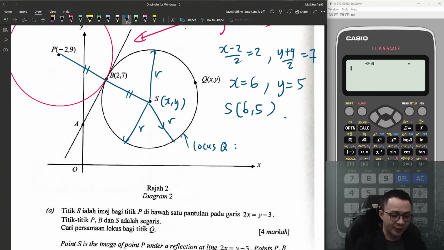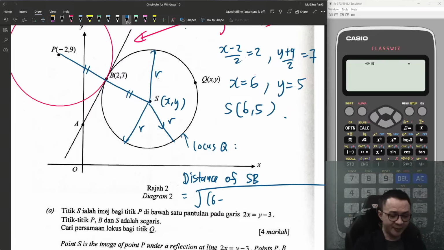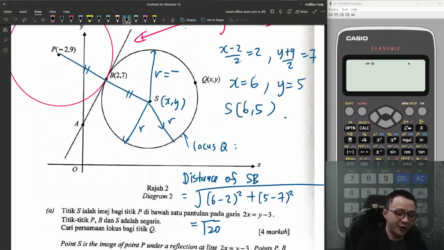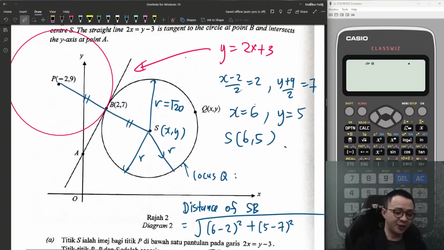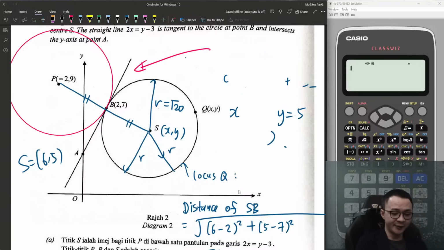So I want to find the length of SB first. Distance of SB equals the square root of (6 - 2)² + (5 - 7)². So this is 16 plus 4, which is 20. 4 squared is 16, 2 squared is 4. Yes, square root of 20. So right now I know R = √20. Now I can find the equation of the locus. Let me write my S here, (6, 5).